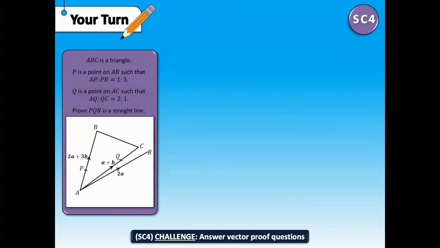And finally, the purple question. We want to prove that PQR is a straight line. So AP is 1/4 of AB, and PB is 3/4 of AB. AQ is 2/3 of AC, and QC is 1/3 of AC.